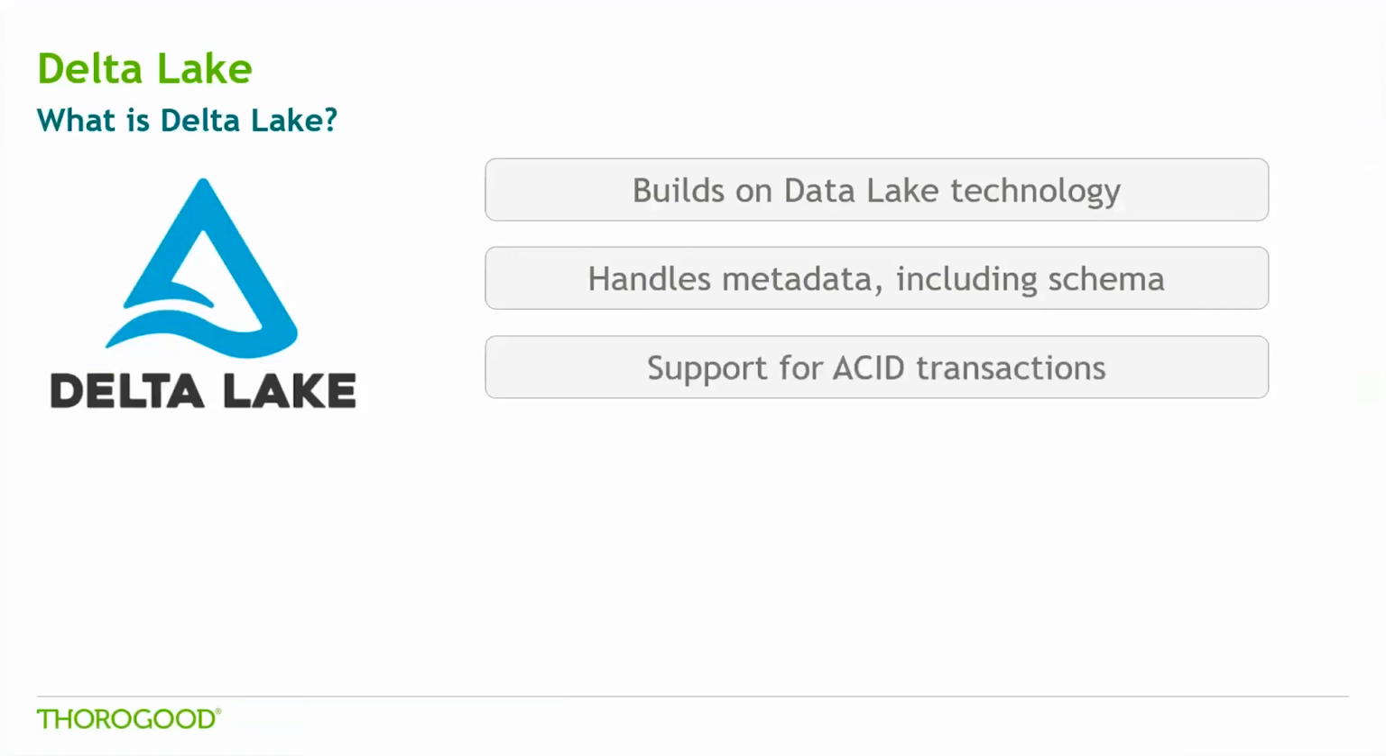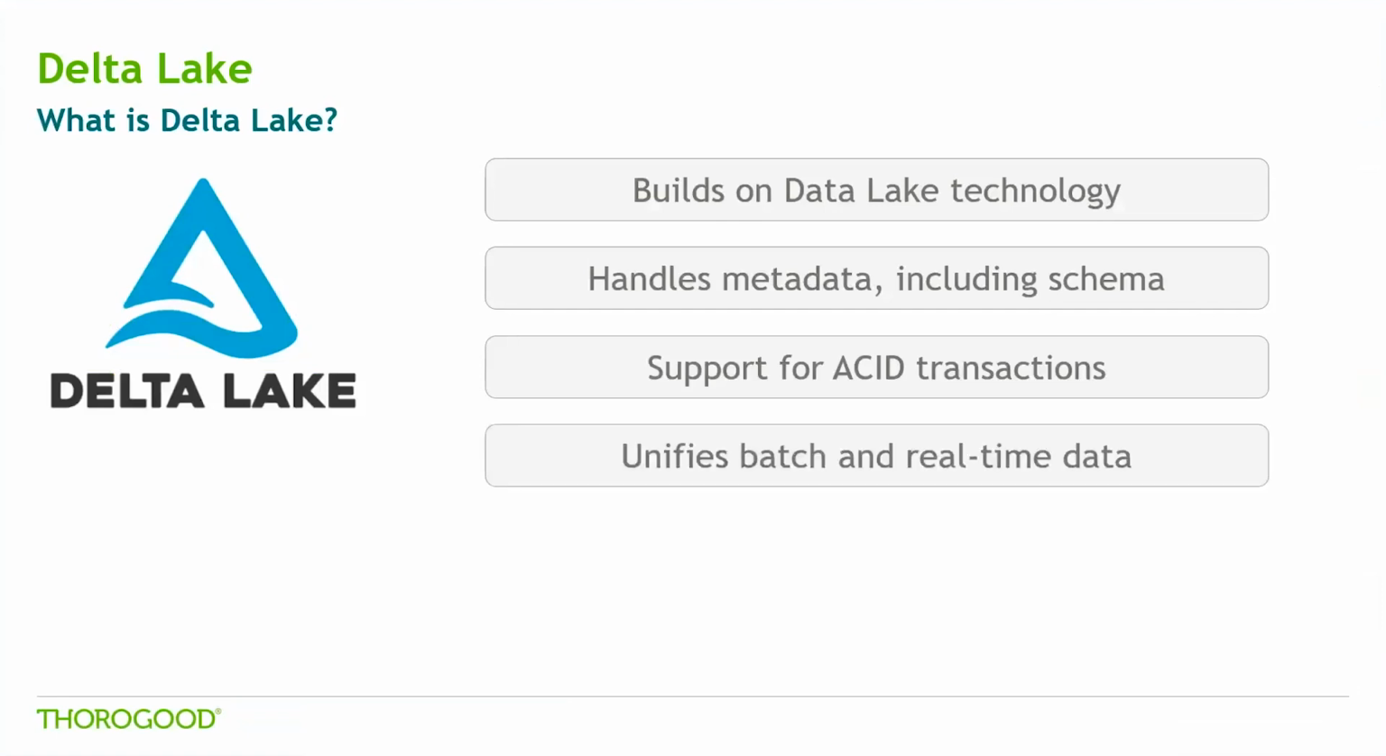Similarly, it adds support for ACID transactions, so atomic, consistent, isolated, and durable. What that means in short is that you can build trust in a valid version of the data. So you're not going to get caught out because something like a data load fails partway through, for example. One really interesting feature of Delta Lake is that it brings together the processing of batch and real-time data into one platform.